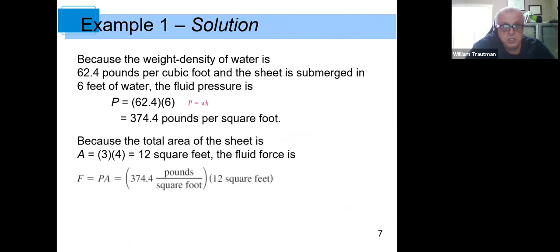374.4, and then the area was 12. F equals P times A, and that's it. That's the force.